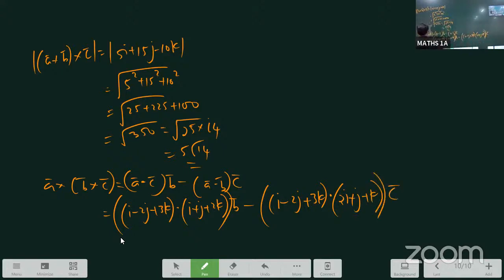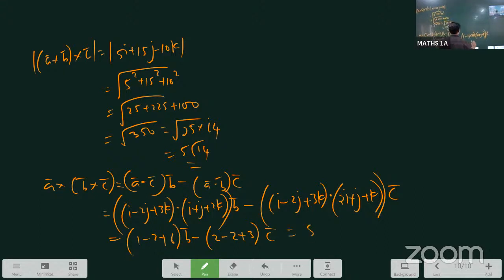So in this simplification, what I'm going to get: 1 into 1 is 1, minus 2 plus 6, B bar. And here it is 1 into 2 is 2, minus 2 plus 3, into C bar. Is it clear? It is just the dot product I'm talking about. What is the dot product? Corresponding i coefficients, corresponding j coefficients, and corresponding k coefficients should be multiplied. Is it clear? So 6 plus 1, 7 minus 2.